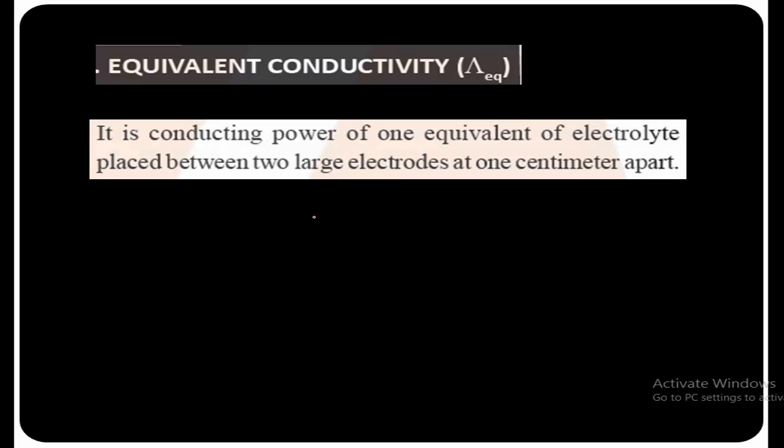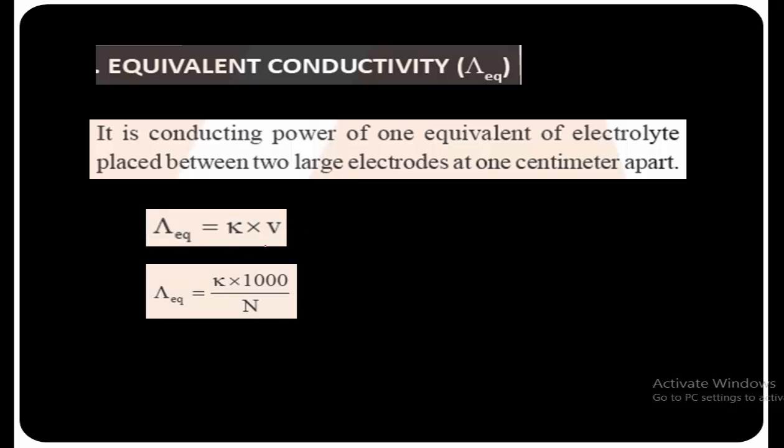So it is defined as the conducting power of one equivalent of electrolyte placed between two large electrodes at 1 centimeter apart. And here it is given again as kappa into V. So equivalent conductivity is kappa into 1000 divided by N.